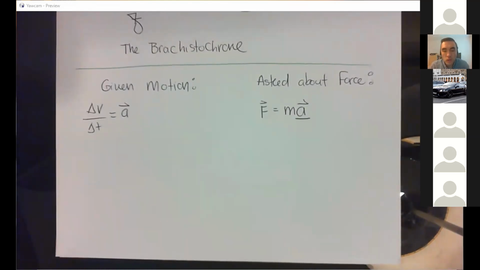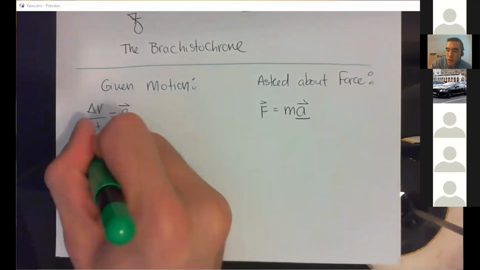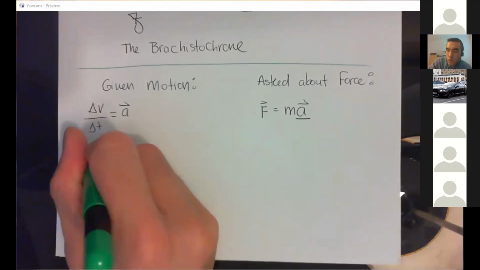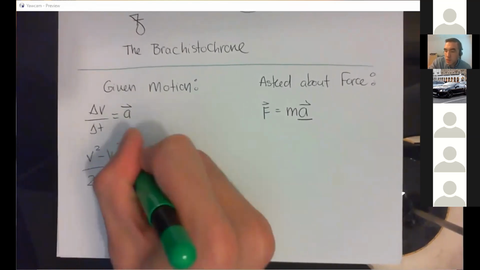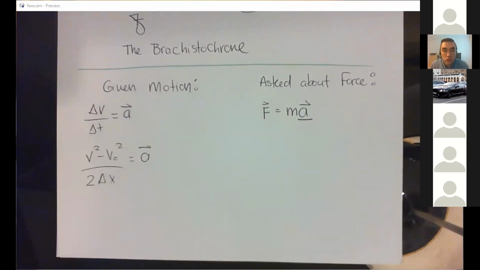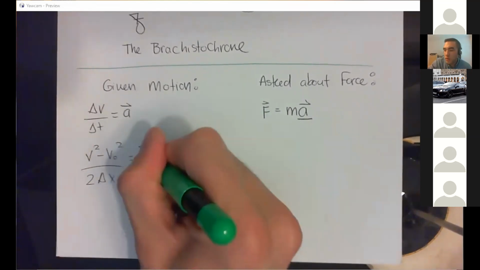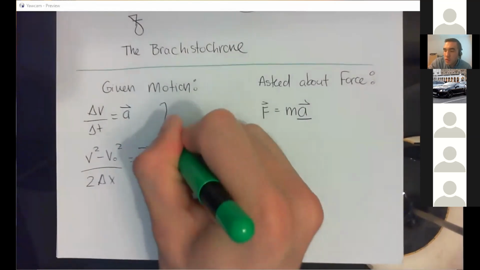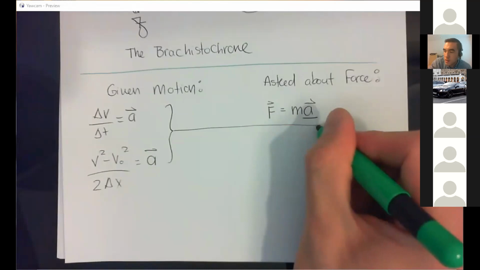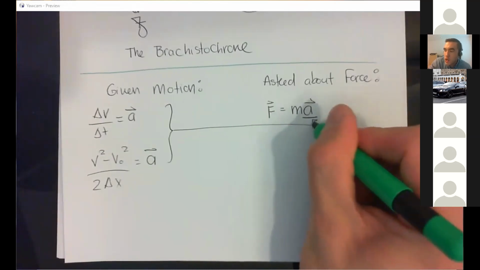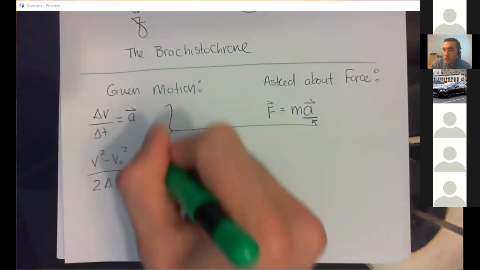Or we could get wild and we could use the time-independent equation of motion in order to solve for our acceleration, which would be V squared minus V sub O squared divided by 2 delta X. This is also something that acceleration is equal to, just depending on what you are given initially. And so what this question is asking us to do is to use kinematics to get that acceleration, and then use that acceleration to get the force.